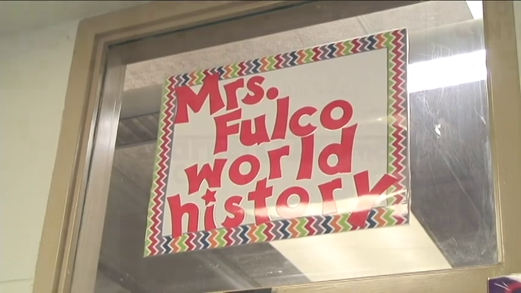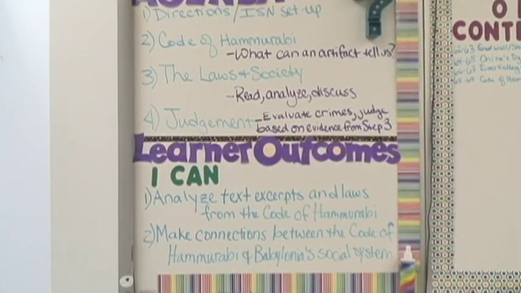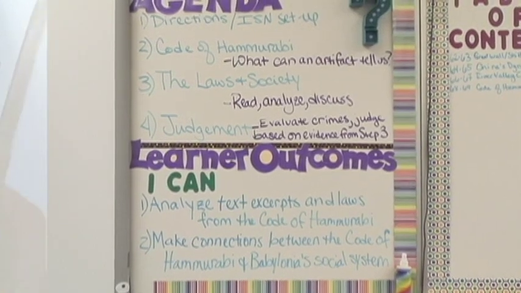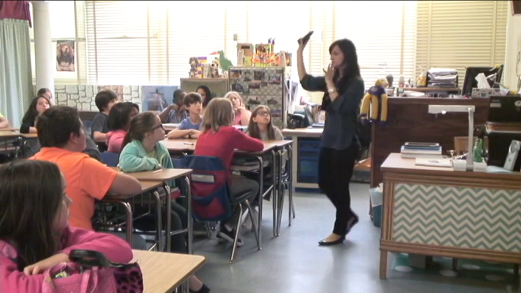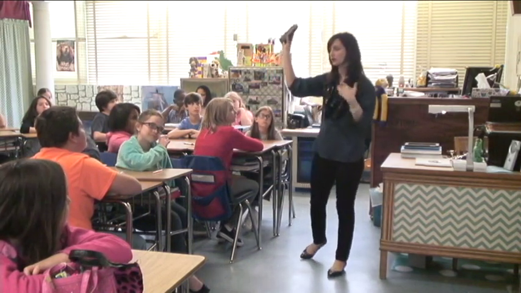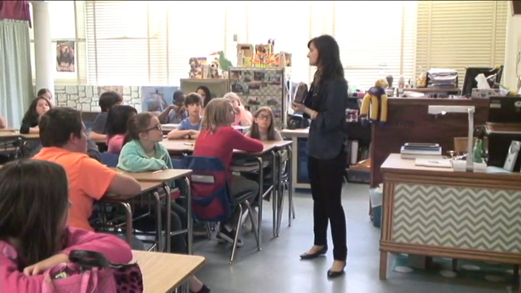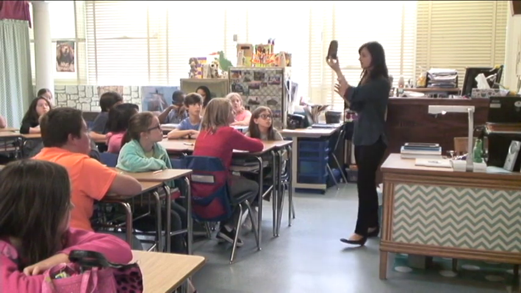Today we're going to be looking at the Code of Hammurabi, and I want you to look at the picture of the artifact. We've seen this before when we studied Mesopotamia the first time. We're going back and reviewing some of the key points. Tell me, what can you tell from the artifact?